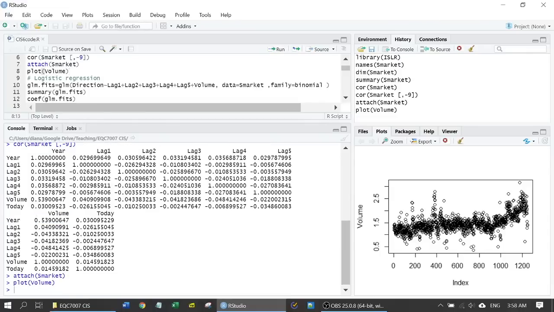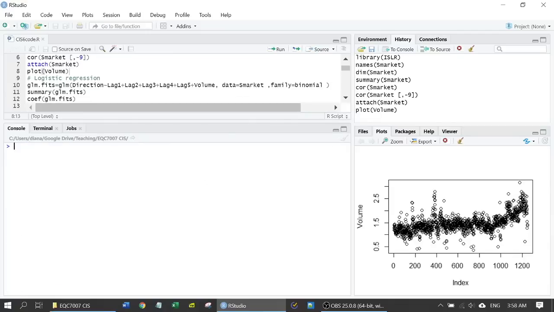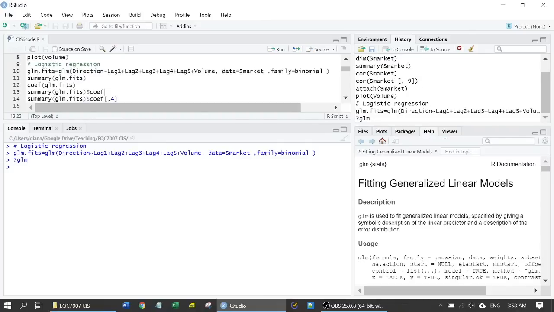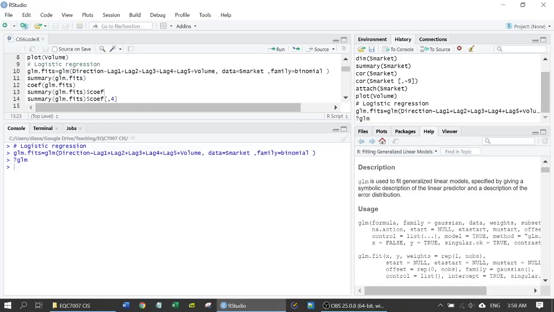Okay, now comes the most interesting part. Next we're going to run the logistic regression, and for the logistic regression we use the glm function. If you type in the glm function here, this is to fit generalized linear models. GLM is used to fit generalized linear models, specified by giving a symbolic description of the linear predictor.